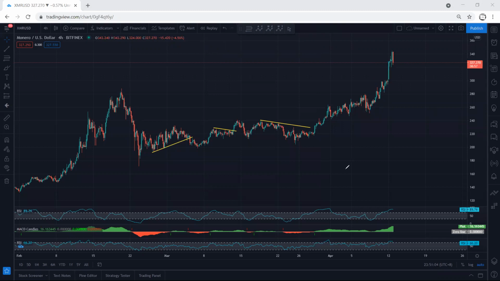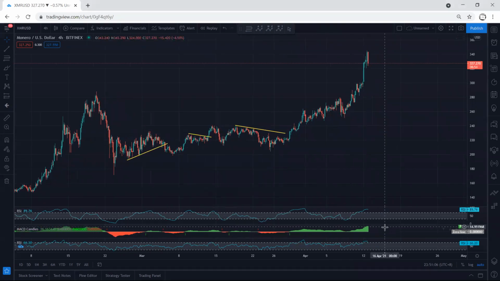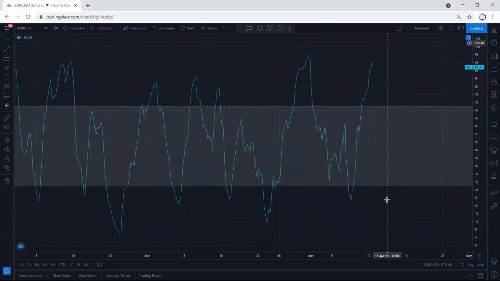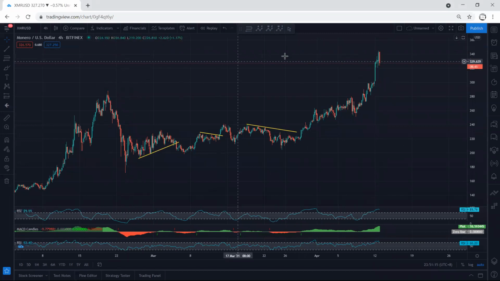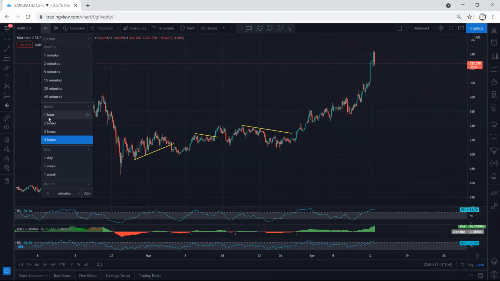Based on the 4 hour chart, MACD doesn't show us any divergence, but based on the second indicator we have it. That's why either we get a correction or the price can reverse. That's why we need to be quite careful, and we want to see how we can trade it.